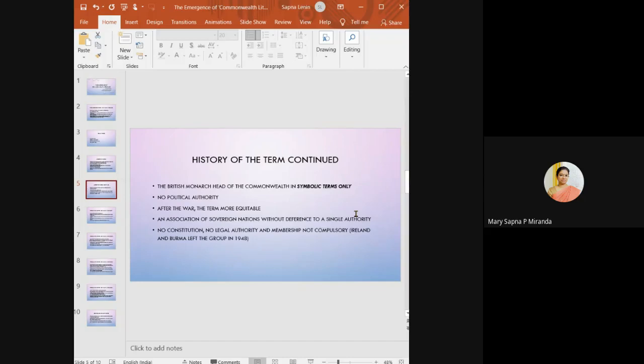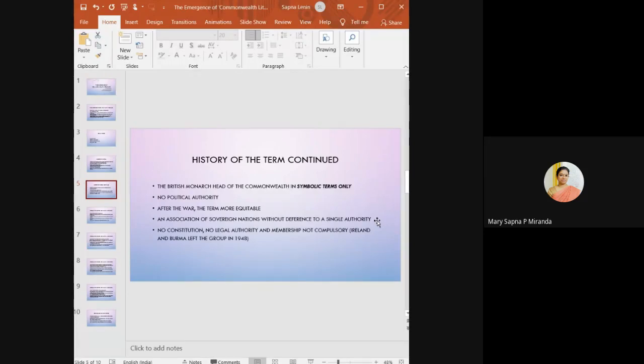And after the war, especially, the term became more equitable. Equitable as in talking about equal countries. So now nobody is superior, nobody is inferior. Just because they all have this common inheritance or common background, that's why they are all coming under this particular umbrella term called Commonwealth. So it can be seen as an association of sovereign nations, sovereign as in independent, and republic nations without deference to a single authority. Deference as in paying subservience or paying respect to a single authority. Earlier, this was there: paying respect, paying taxes, and becoming subservient to one authority, that was Great Britain.